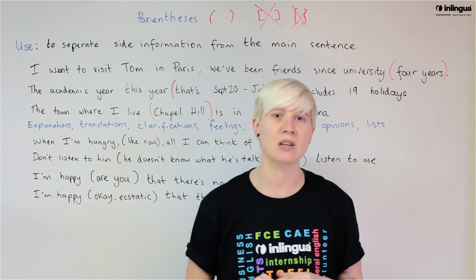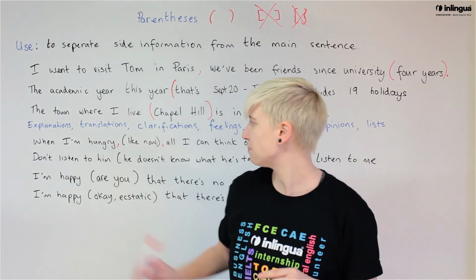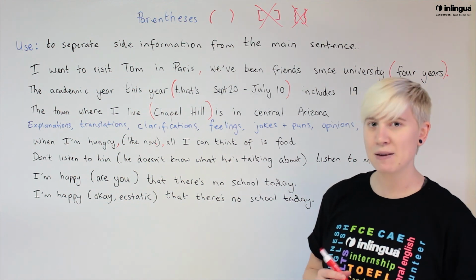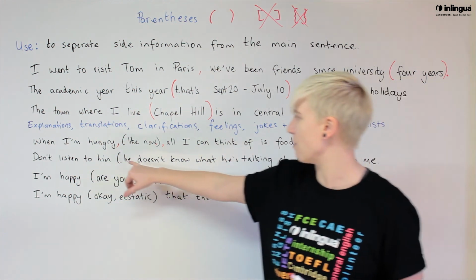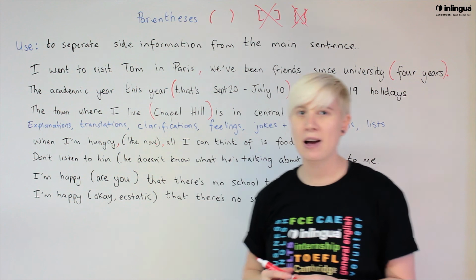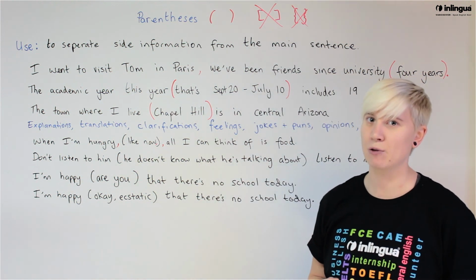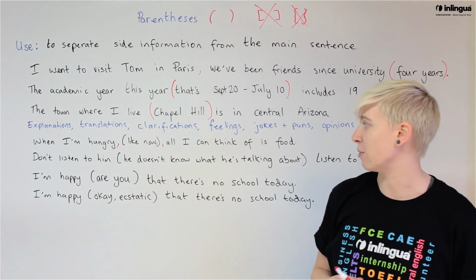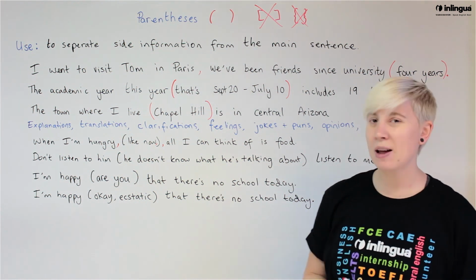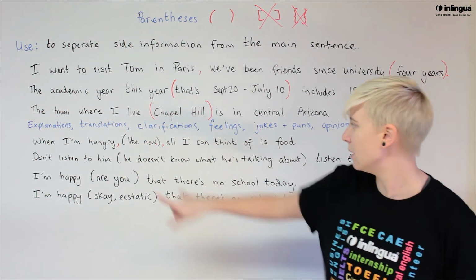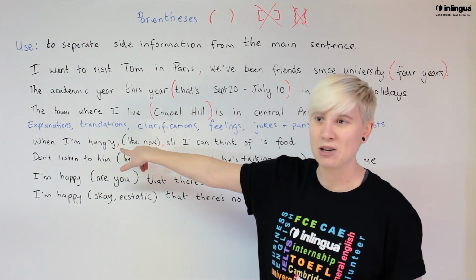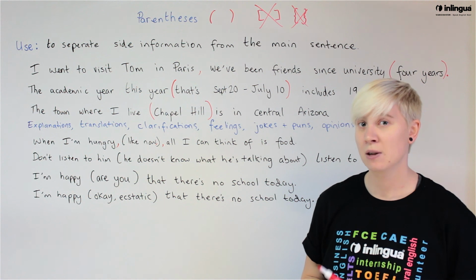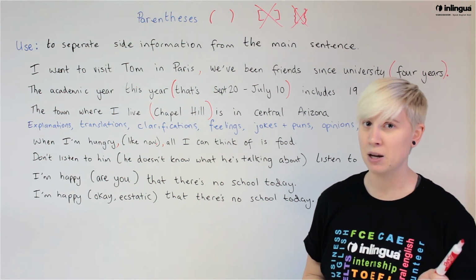It's not important information. So, here I have some extra sentences, a little bit longer, and I have given you the parentheses already, but we need to try and think about the rest of the grammar in the sentence. In my first one, when I'm hungry, like now, all I can think of is food. So, like now is extra information. Take it out. When I'm hungry, all I can think of is food. Very true. Right now I'm thinking about burgers.